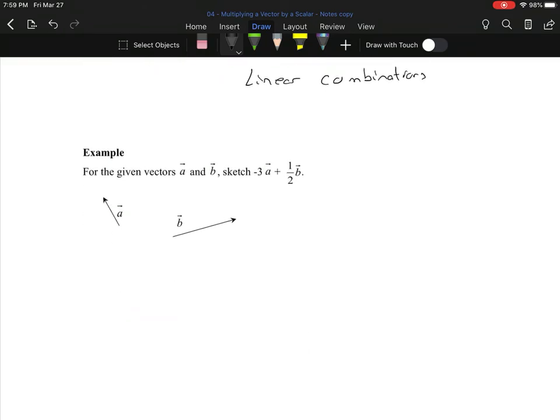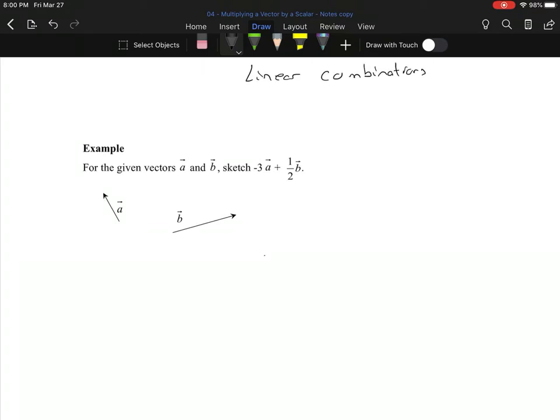So just to get used to that, we'll draw a couple of diagrams here. It says for the given vectors a and b, sketch negative 3a plus 1/2 b. So negative 3a would look something like this. There'd be a negative a, a negative 2a, a negative 3a. Negative a, negative a, negative a. Plus 1/2 b. So 1/2 b in about this direction here, but only about half as long.